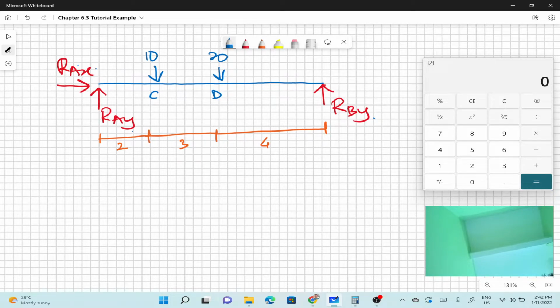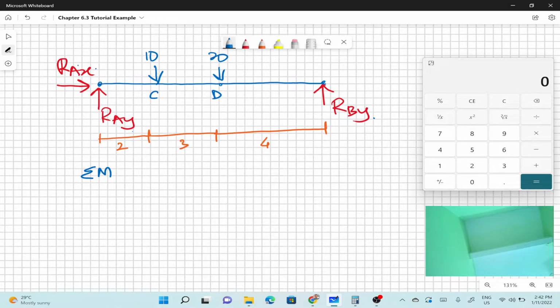We're going to start with the first concept of equilibrium. We're going to start with total M at a certain point. At any point, you can pick any one. The bending moment in this beam should always be 0. Otherwise, our beam will be like a wave, keep bending over here and here.